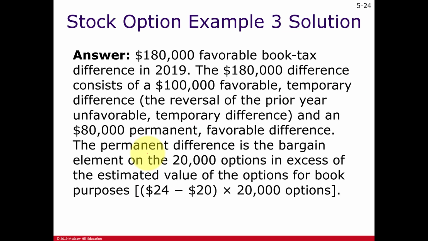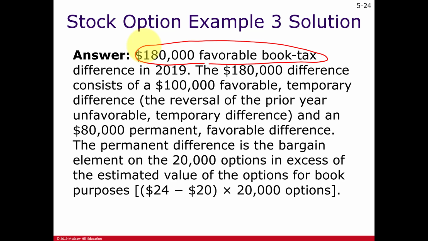Let's see the calculation here. So here's how much that favorable difference is. If you remember, the $9 times the 20,000 options equals $180,000 of deduction. Still zero deduction on the income statement here in 2019, but $180,000 deduction on the tax return.